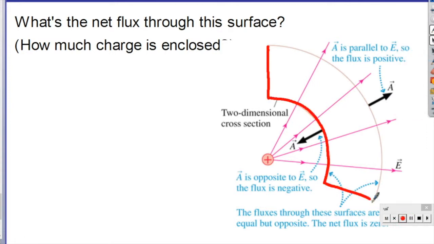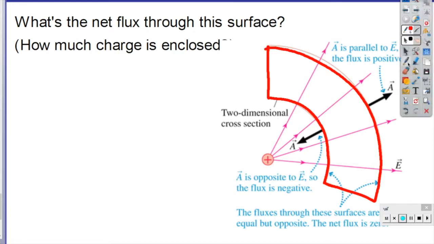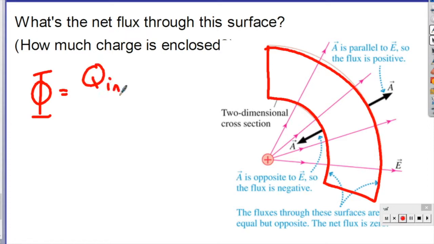So how much flux, what is our net flux through that surface? And there's a little hidden question here, how much charge is enclosed? And again, there's no charge in there. So because Gauss's law tells us that the total flux has to be equal to Q enclosed over epsilon naught, if there's no charge in here, the net flux has to be 0, no matter how complicated the field. So Gauss's law tells us some very, very, very useful things right away.